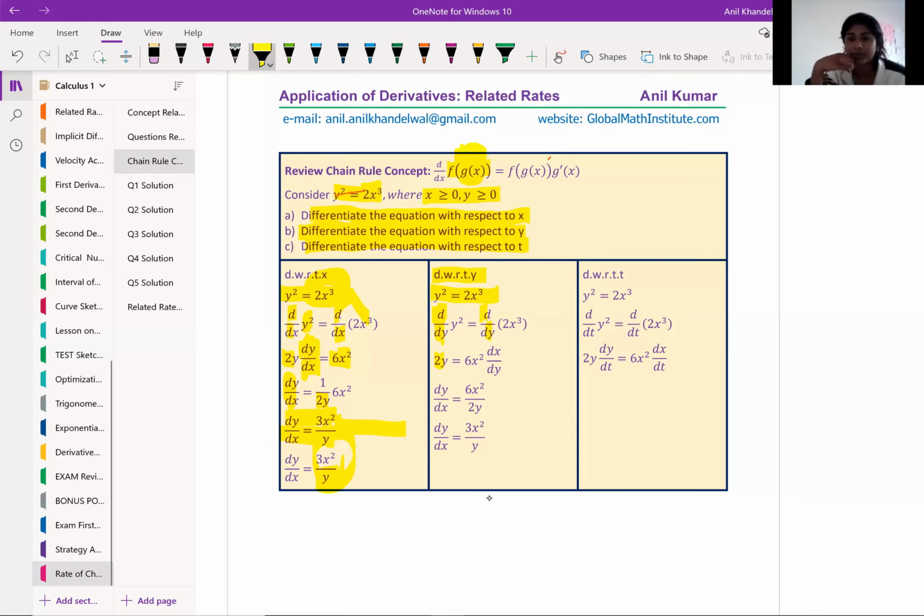On the other side, you know x is also a function of y. It's both ways, correct? Just as y is a function of x, x is also a function of y. So when we differentiate with respect to y, we get 6x squared dx/dy. 6x squared dx/dy, because you differentiated this time with respect to y, not x.